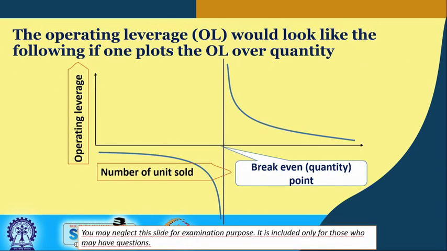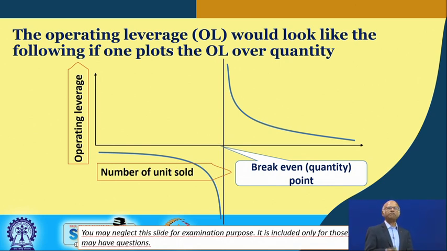It is purely academic, you do not have to break your head to understand. Operating leverage at the break-even point is infinite, because if you remember the formula, it is contribution divided by operating income. At break-even, your operating income will be 0, because contribution minus fixed cost will be 0, because profit is 0, operating profit is 0.